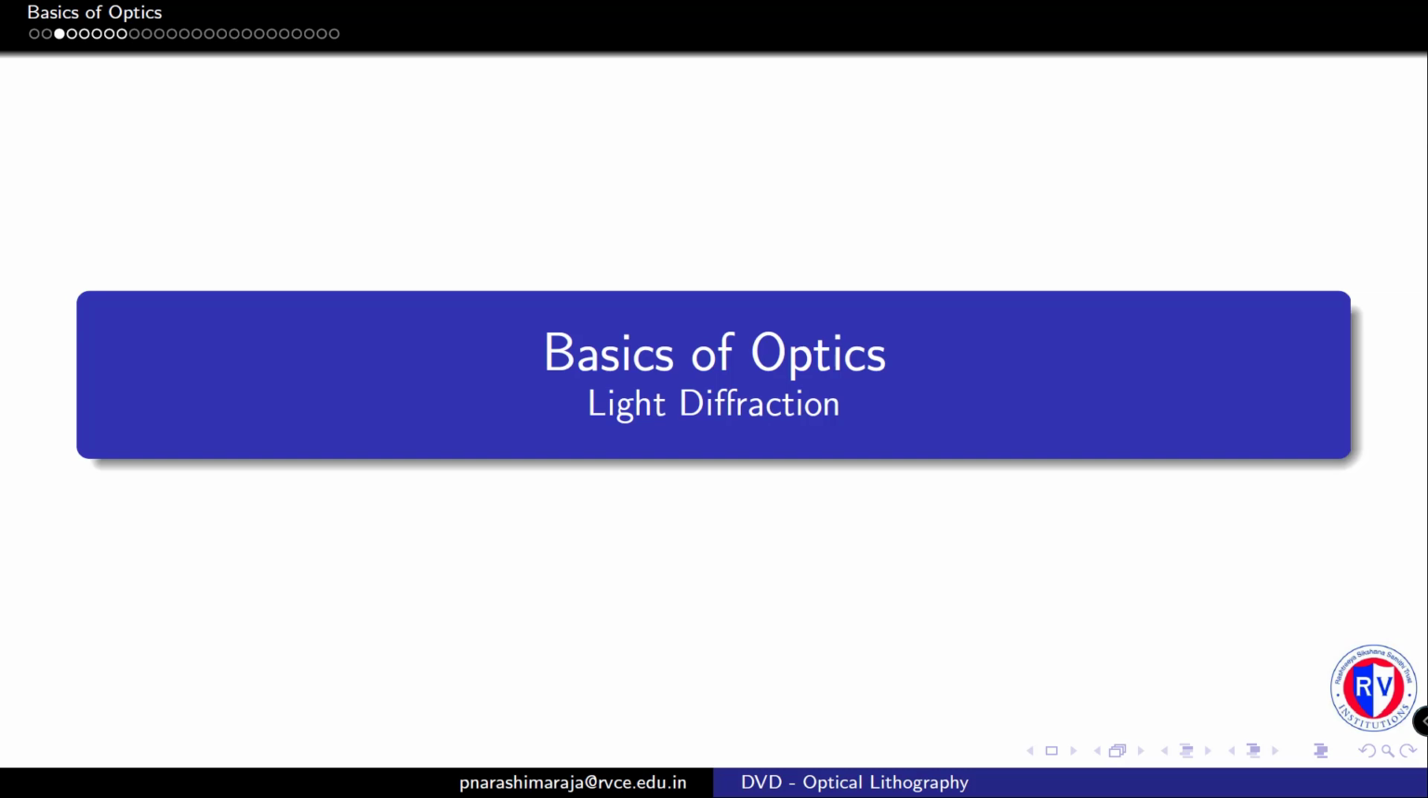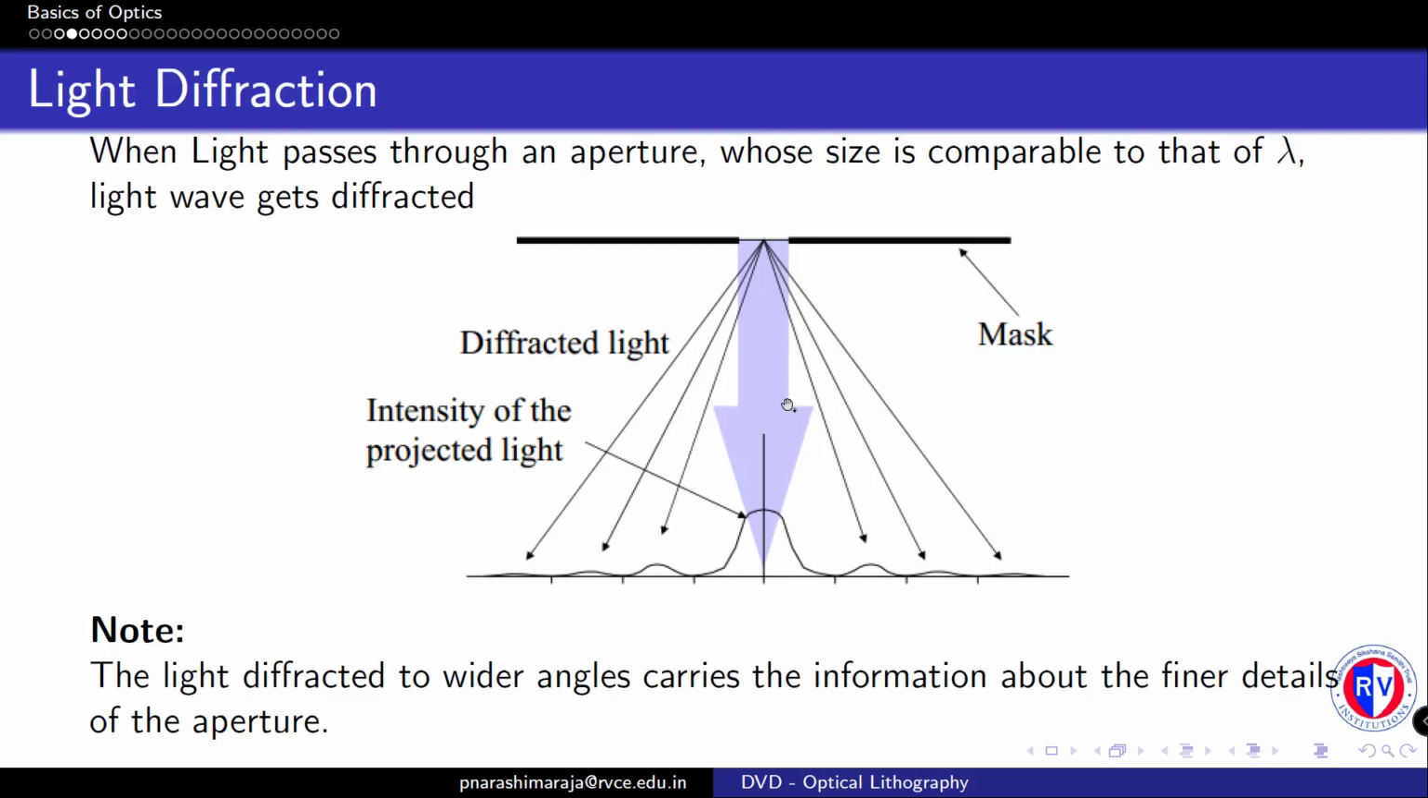First, let us focus on diffraction. Based on the wave nature of light, when light passes through an aperture or a slit whose size is comparable to that of the wavelength of the light, then these light waves get diffracted and in turn create an interference pattern as shown in this figure.